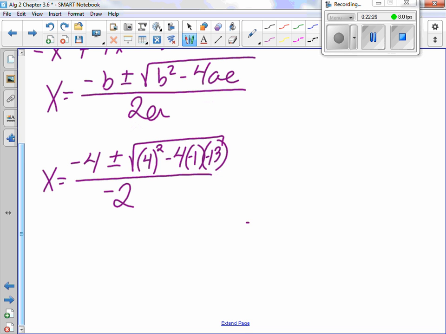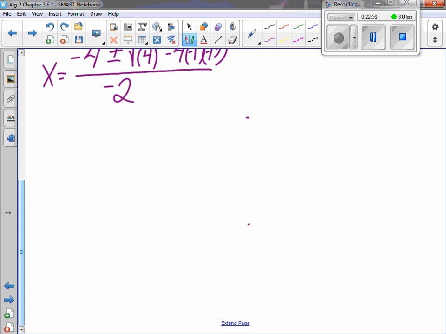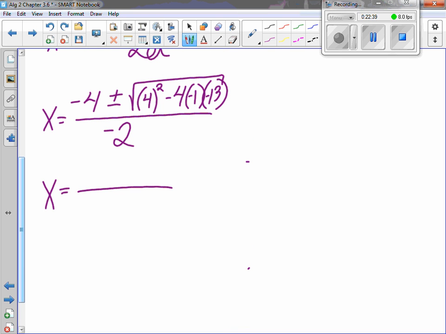Any questions on any of this here so far? Any questions on anything we've done so far? Now, at this point here, we can type everything inside the radical into the calculator. So 4 squared minus 4 times negative 1 times negative 13. And if we type that in, we get negative, what would that be? We get negative 36. Now, the yellow calculators, the TI-30XS, will not take the square root of negative 36.